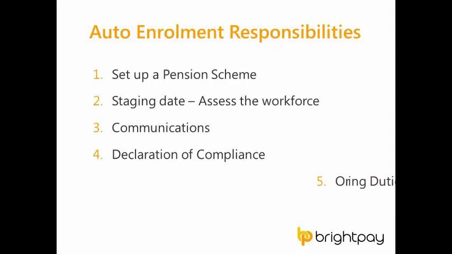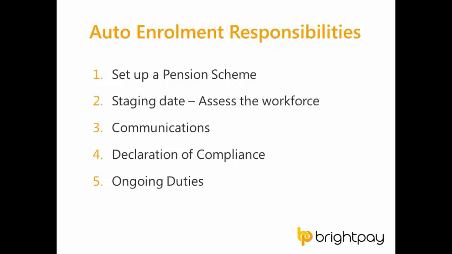Auto-enrollment is something that is automated for the employee, but for employers there are a number of new responsibilities. There are over 30 tasks involved in the auto-enrollment process, and each of these can be broken down into 5 areas. Employers must choose a pension provider and set up a pension scheme. Next, employers must assess their workforce at their staging date and enroll all eligible job holders unless they're using postponement.